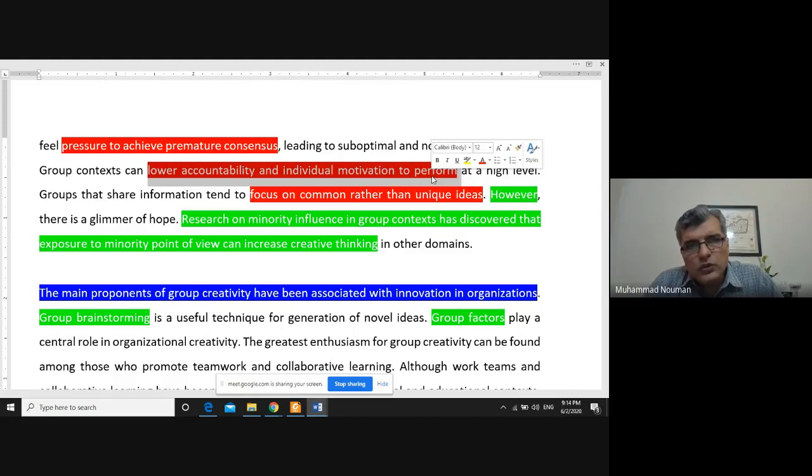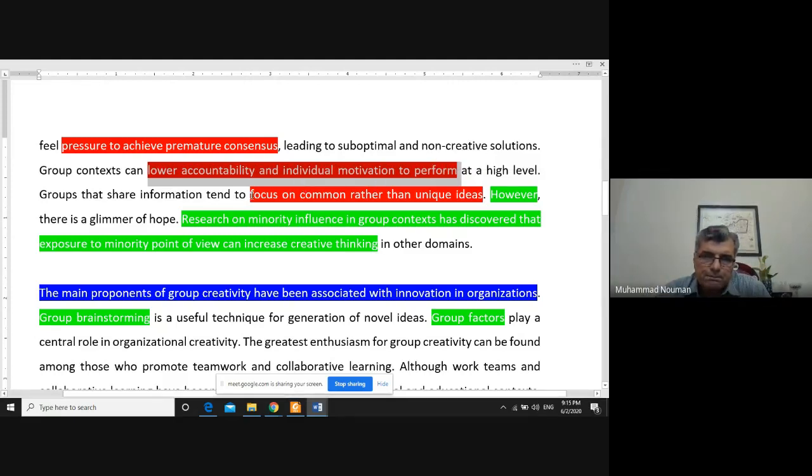Similarly, it might also lead to lower levels of motivation, because as a team member I might feel that I'm not directly answerable for my actions and responsibilities are being shared. So, what might be the benefit if I perform within this group? So, it may lead to a lower level of motivation.